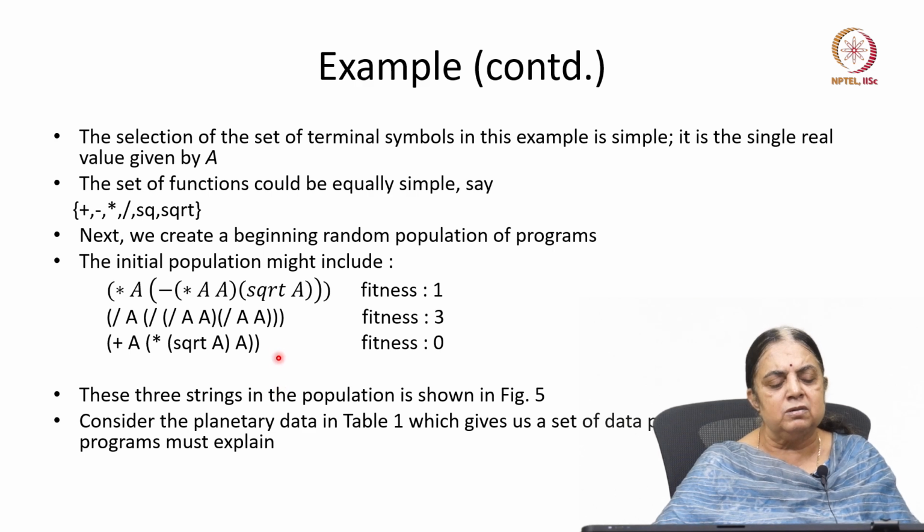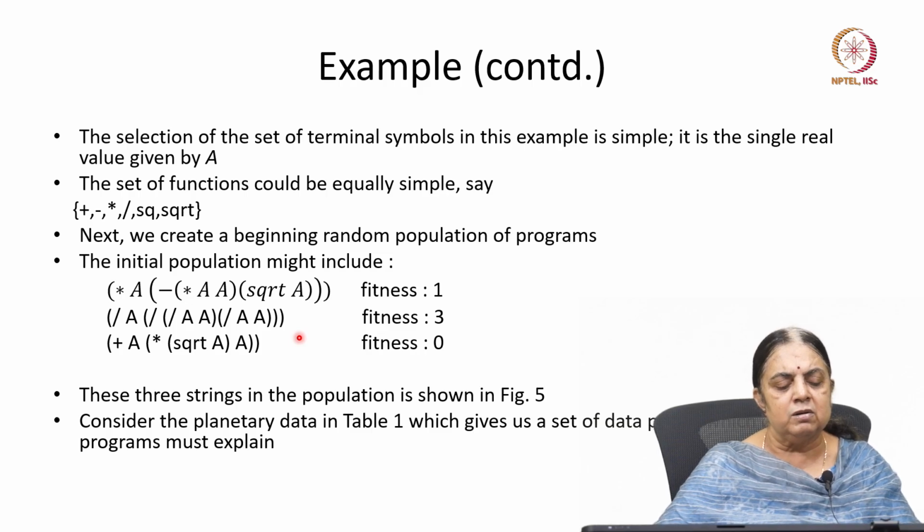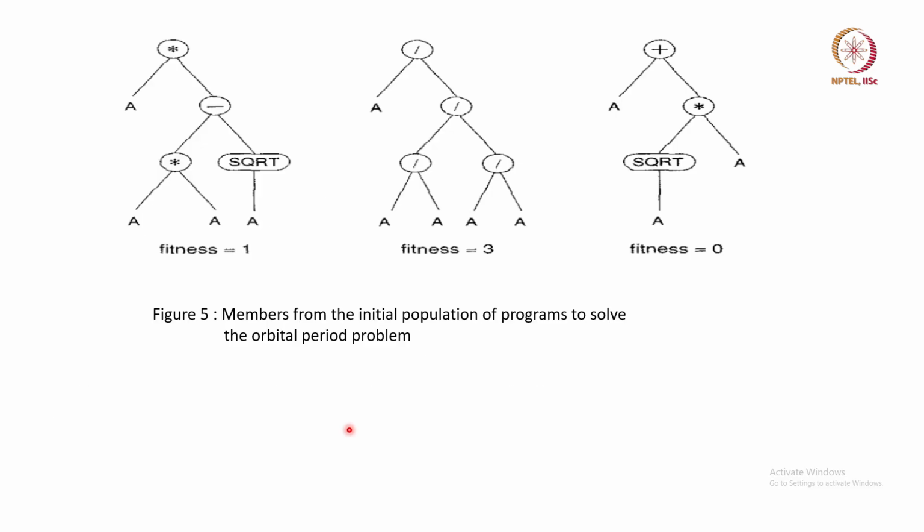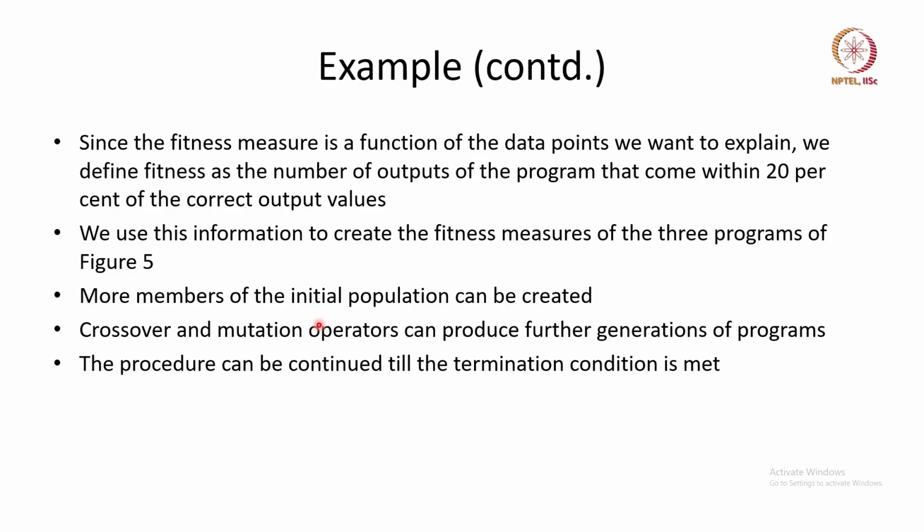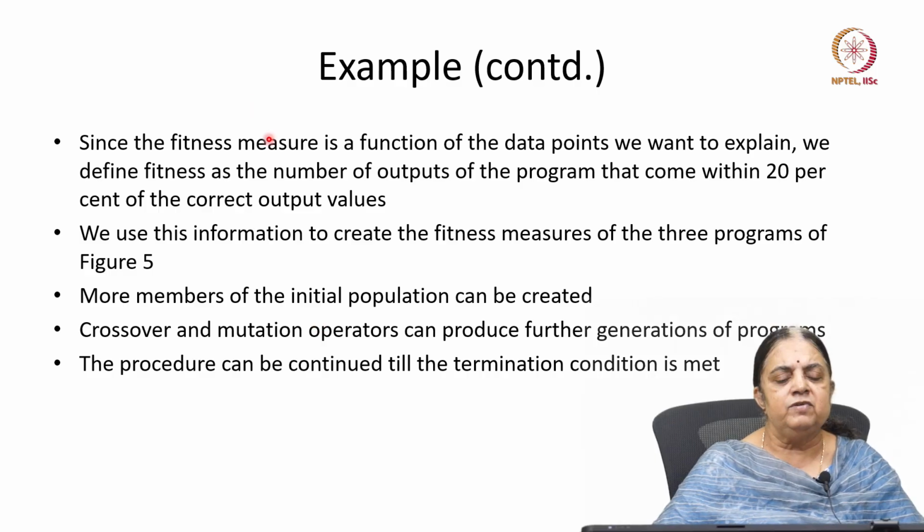And you can also generate more strings if you require, as many strings as you want, you can generate over here. Okay, so these are the original initial population that we have generated, right. So this gives you the string 1, the string 2 and the string 3. So these are the 3 strings that we have generated over here, and the fitness measure is a function of the data points we want to explain. We define fitness as a number of outputs of the program that come within 20% of the correct output values.